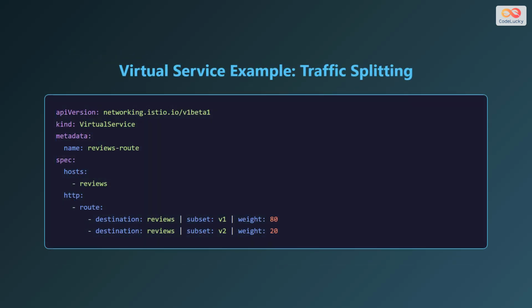Here's a practical example of a virtual service that implements traffic splitting. This configuration routes 80% of traffic to version 1 of the reviews service, while 20% goes to version 2. This is perfect for canary deployments where you want to gradually roll out a new version. The spec section defines the host, and the HTTP routing rules specify the destinations with their respective weight values.